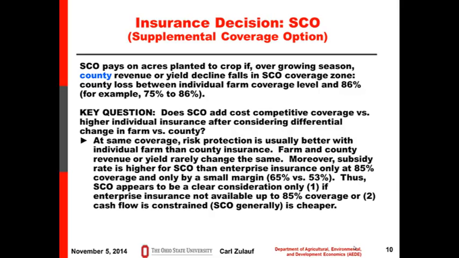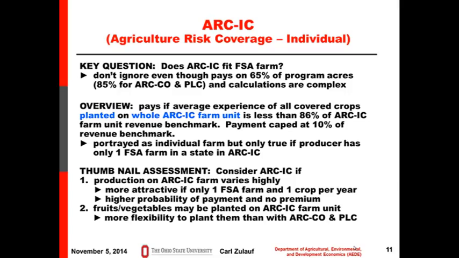And then secondly, SCO will generally be cheaper because it's county insurance. You're insuring county revenue, county yield, which doesn't vary as much as individual farm revenue or yield. So it will generally be cheaper. And so if your farm has a serious cash flow constraint, then SCO may make good sense to think about, because it will provide you at least some protection against downside risk, but the protection will be at the county level, not at the individual farm level.